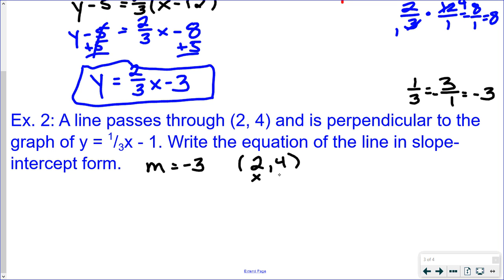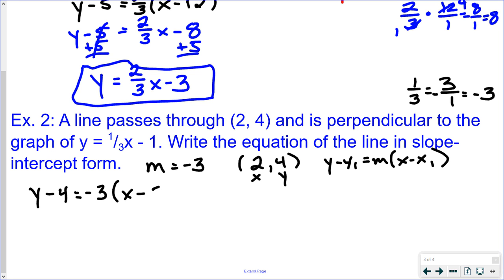So the slope is -3, and it goes through the point (2, 4). This is my x value, this is my y value. So again, I have a point and I have a slope, so I'm going to use point-slope form. I'm going to rewrite that: y minus y1 equals m times x minus x1. So I just plug these in. So y minus the y1 value, which is 4, equals m, which is -3, times x minus 2.